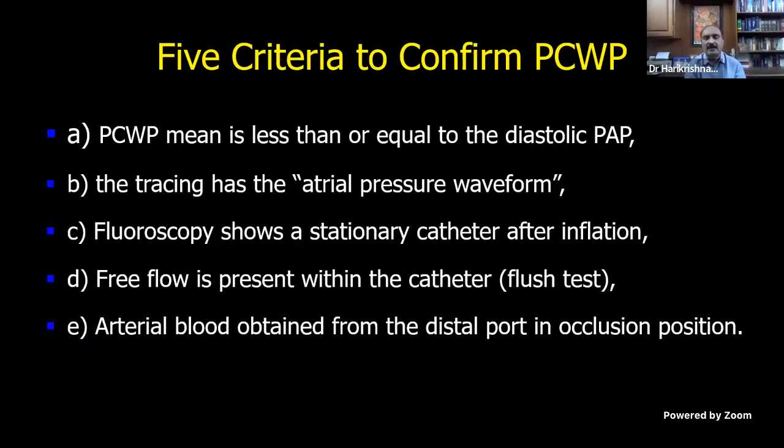The tracing has the atrial pressure waveform. The pulmonary artery will have a single pressure waveform, which changes to a two wave per cardiac cycle waveform. Fluoroscopy shows a stationary catheter after inflation, because if it is a pulmonary balloon wedge catheter, free flow is present within the catheter. That is called a flush test. And if you obtain a sample from the distal portion, from that wedge position, what sample will you get? What will be the approximate saturation in a normal patient when you wedge? 98%. 98, more than 95. So it's a normal arterial saturation you will get. So these are the five things you say to confirm that this is a pulmonary capillary wedge position.